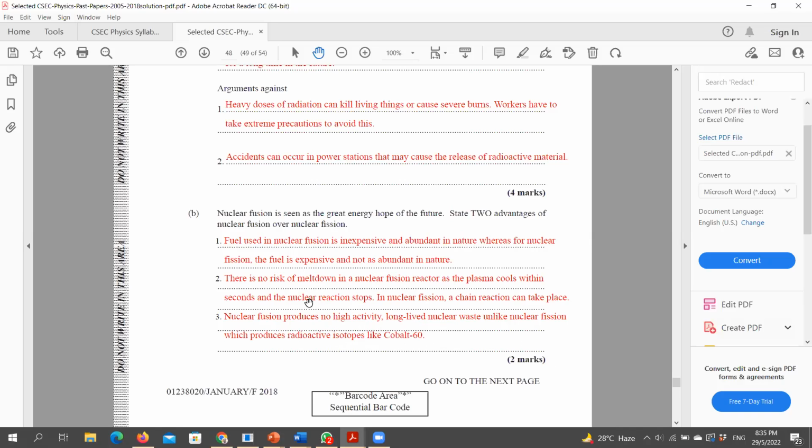You also have no risk of nuclear meltdown in a fusion reactor, because if anything goes wrong, then the plasma will cool very fast. And once the plasma cools, the fusion reaction cannot take place. So there is no chance of a chain reaction. Whereas in the fission process, if you have the neutrons being released and not being captured, then they can cause a chain reaction.